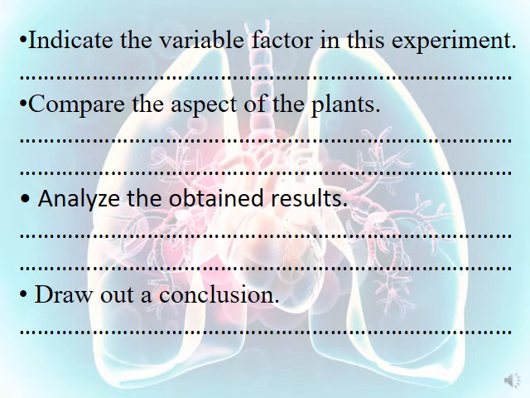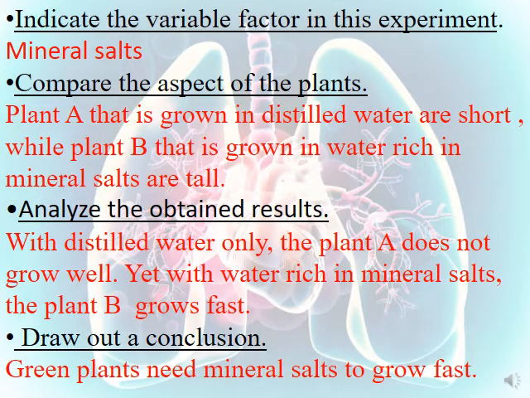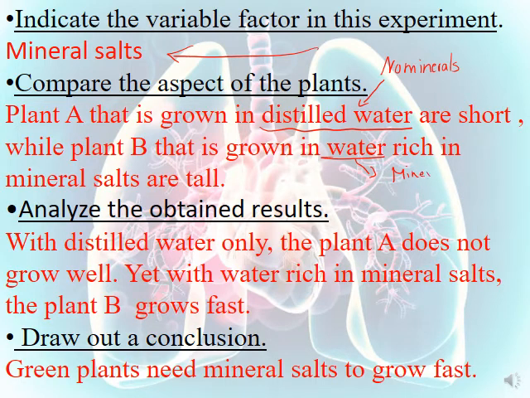Indicate the variable factor, compare the aspects, analyze and draw out a conclusion. So here the variable factor is the mineral salt. Aspect: plant A that's grown in distilled water. What do you say about the distilled water? Contains no minerals. They are short, while plant B that is grown in water that contains minerals, rich in mineral salts, they are tall. Minerals or mineral salts doesn't differ. You can say mineral salts or minerals.